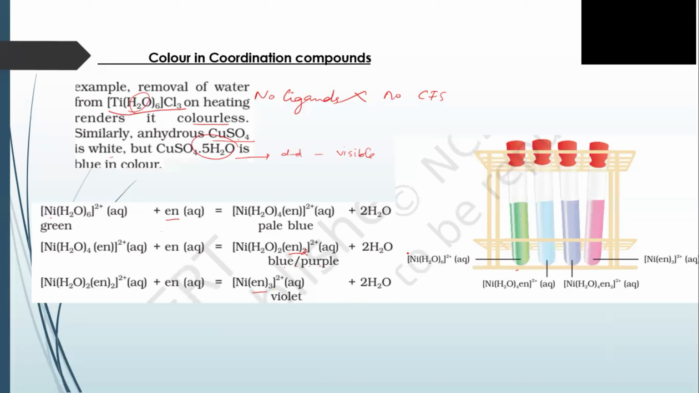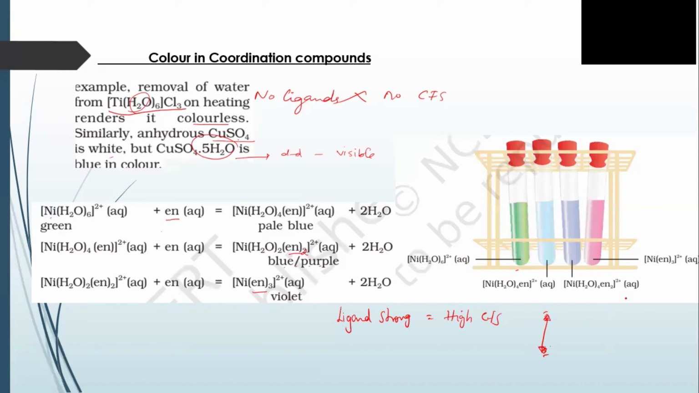So when stronger ligands are added, ethylenediamine is a stronger ligand. When stronger ligands are added, what happens? When the ligand is strong, it means high crystal field splitting. That means the energy gap becomes wider. So what happens? The absorbed radiation will be of higher frequency or lower wavelength.